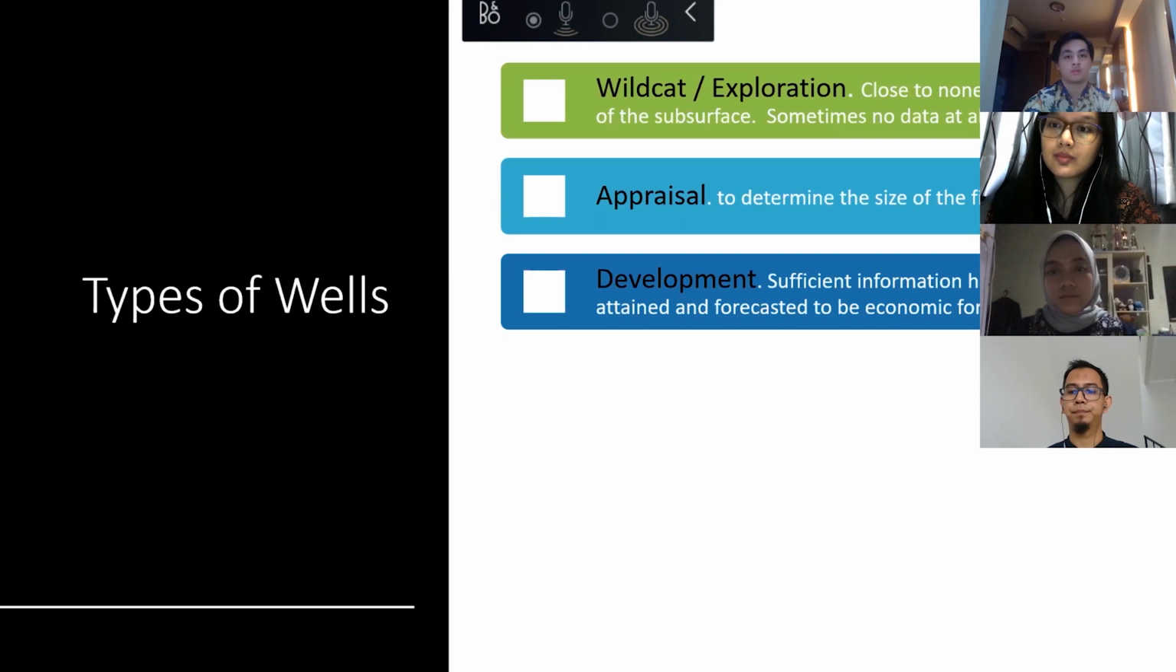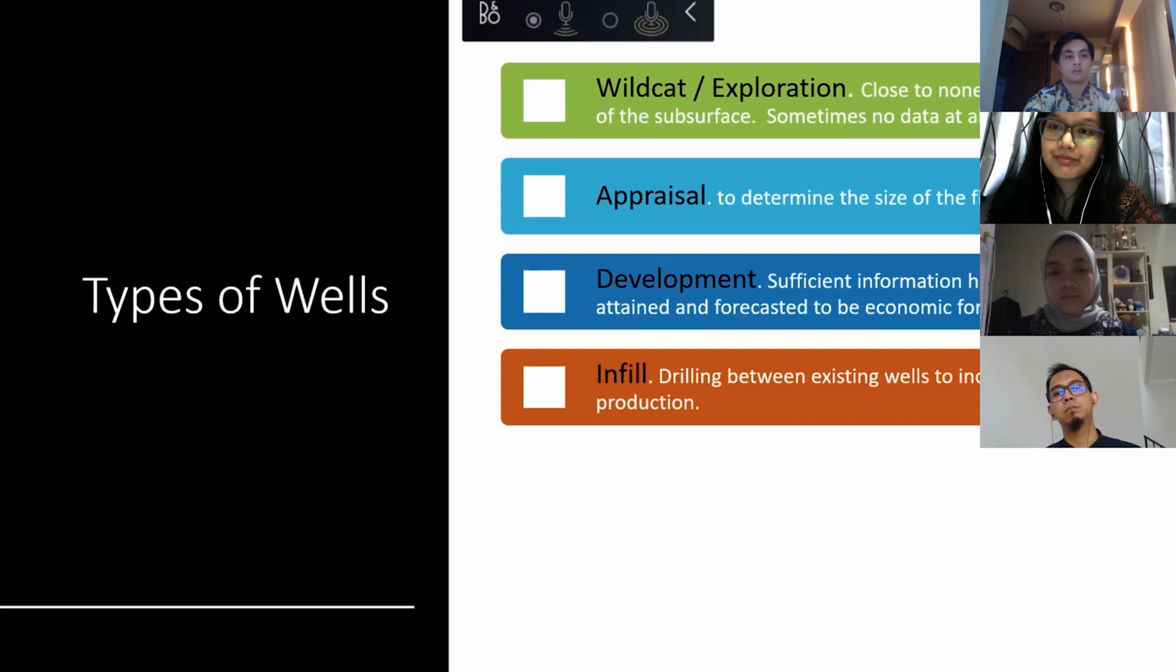Infill drilling is what you call drilling between existing wells to increase production. Basically, you have a set of pre-drilled development wells already in that particular block, and then you think that you can increase production some more by drilling at a particular spot in between well A and well B, where there might be a small lens of unproduced trap, and then you go with infill drilling.